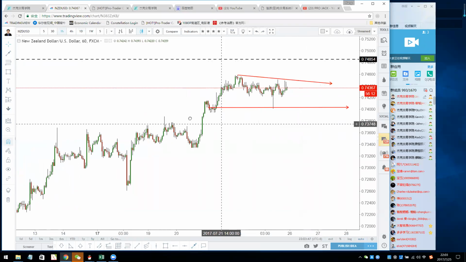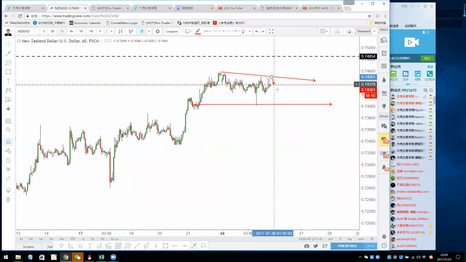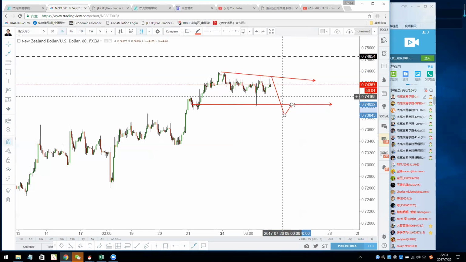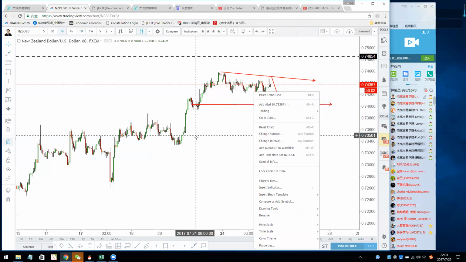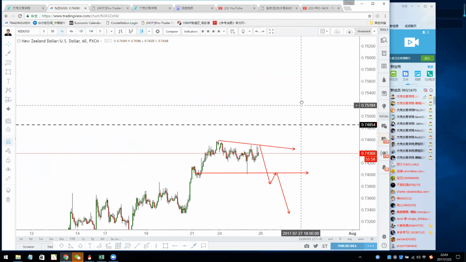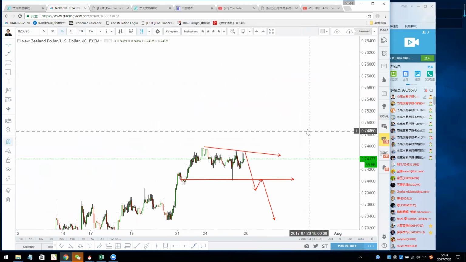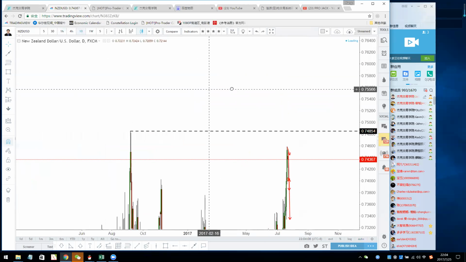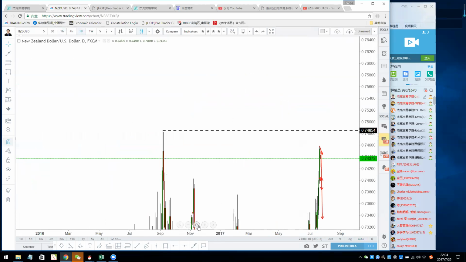Okay, I will focus on selling the Kiwi if it breaks 0.74. If the Kiwi breaks down 0.74 and pulls back, I'm going to short. For the Kiwi, it's very simple. Or I will wait for the price to rise even higher to about this area to short. Okay, 0.7485. In the daily chart, I think the Kiwi is okay to short, right?